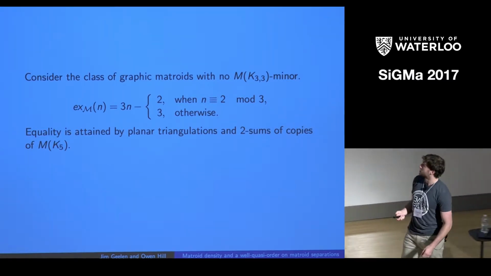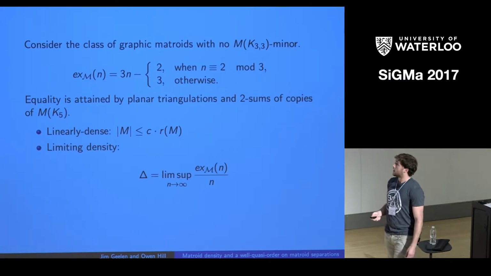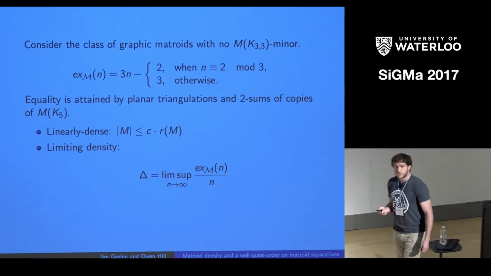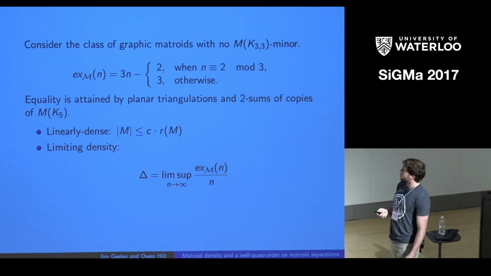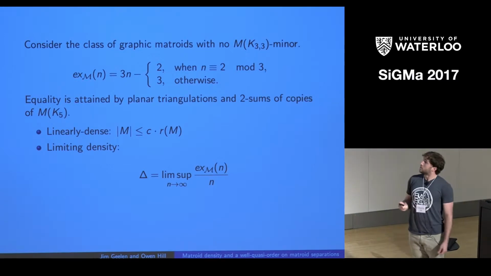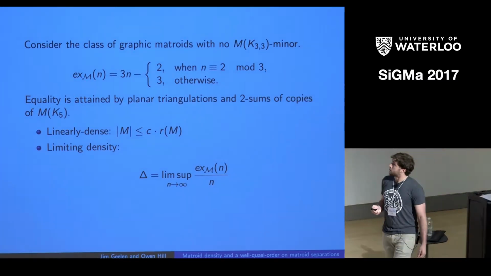So we have a couple of nice things that we can see in the extremal function of this class. The first is that it tells us that this class is linearly dense. And what does that mean? That means that we have a constant c such that any matroid in our class has size bounded above by c times the rank of that matroid. And in this class, the constant c is 3.